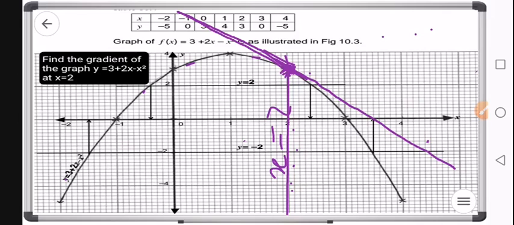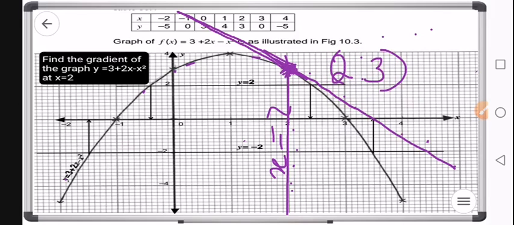So after this one, you are going to find 2 points from this tangent. And the first point is this one. It's point 2 and 3, right? It's point 2 and 3. This is the first point.